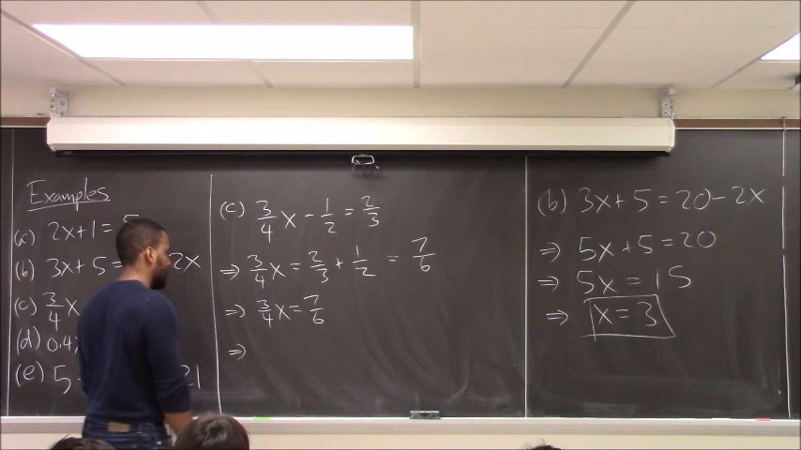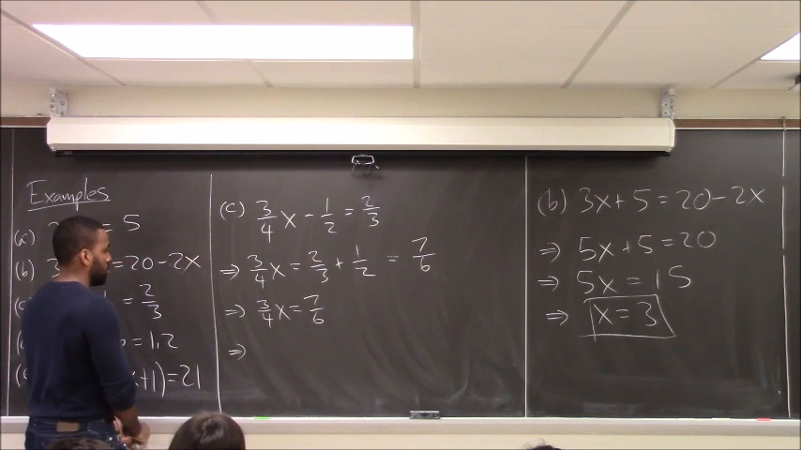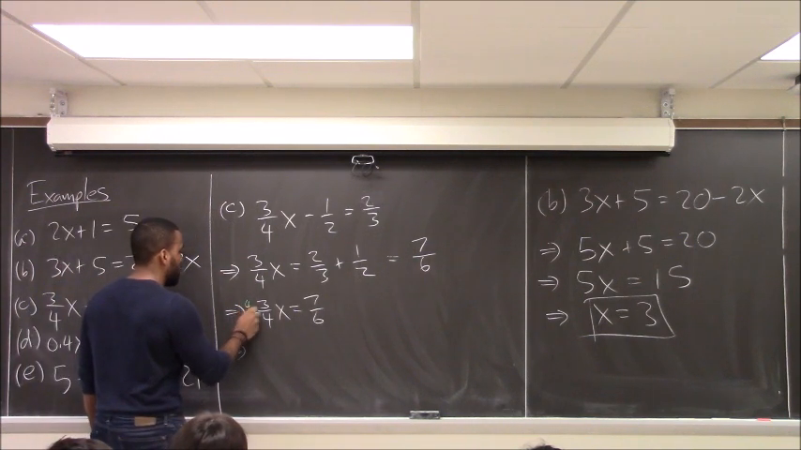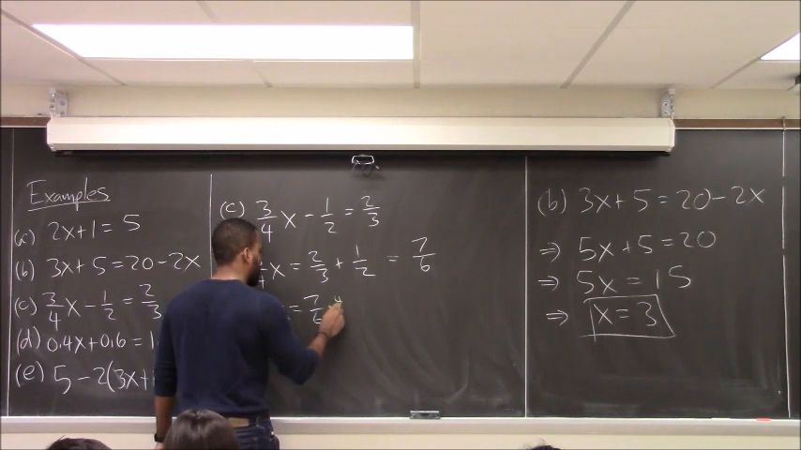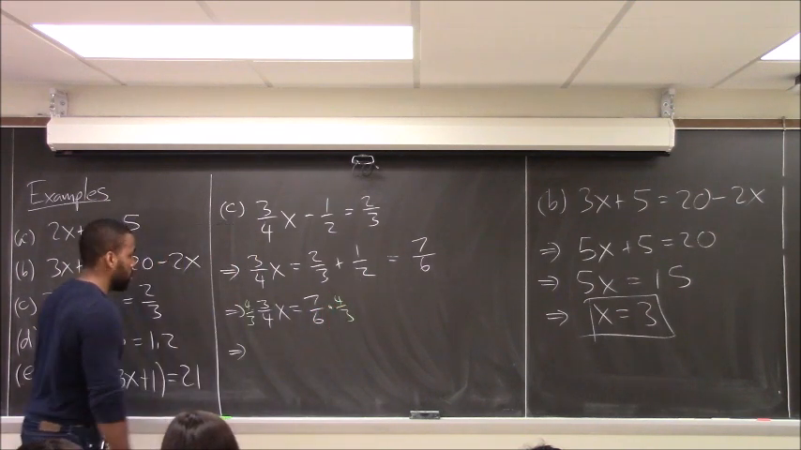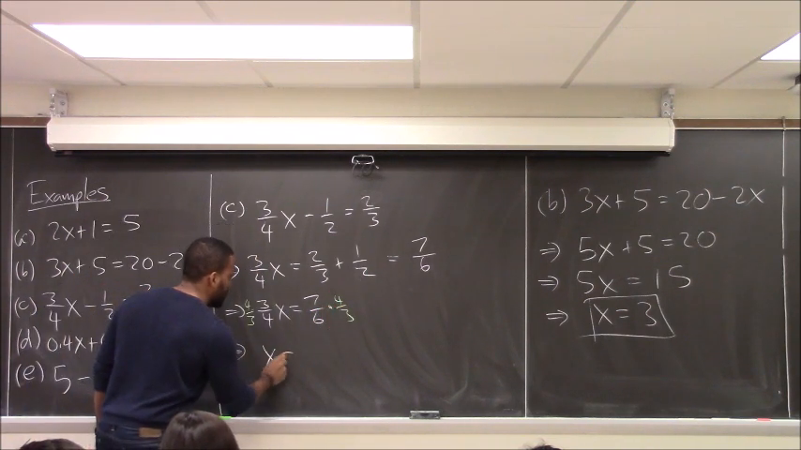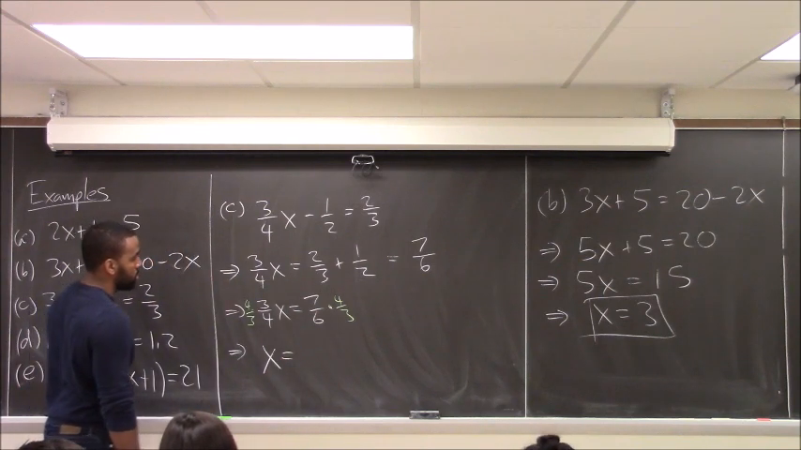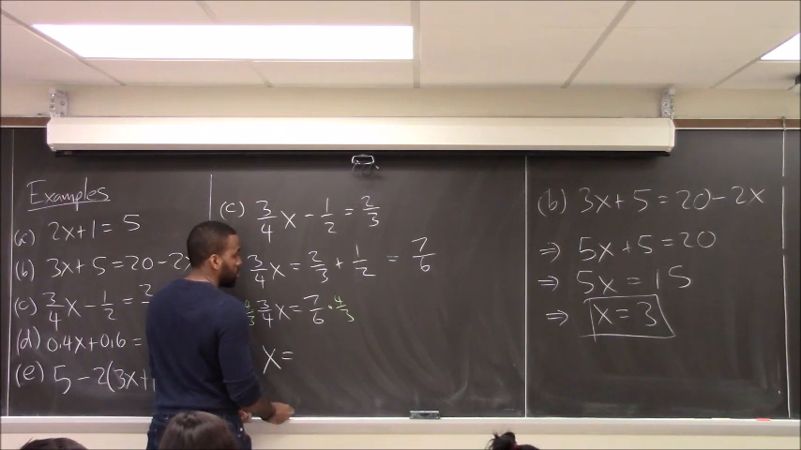And what is x? Right, multiply by 4 over 3 on both sides. That'll kill that guy. It's an equation, so I have to do it to both sides. So now I'm just left with x here. And over here, huh?